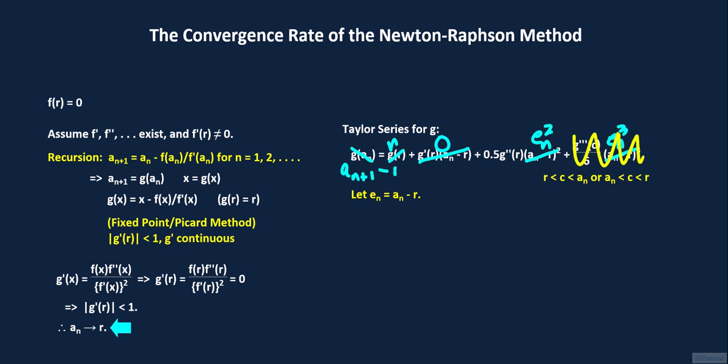We subtract r from both sides. On the left side, we get a sub n plus 1 minus r, which is e sub n plus 1. And all we have left on the right side is 0.5 g double prime of r times the square of e sub n, so that we have e sub n plus 1 behaving like 0.5 g double prime of r times e sub n squared. This means that the Newton-Raphson method or Newton's method converges quadratically or has degree 2 convergence.